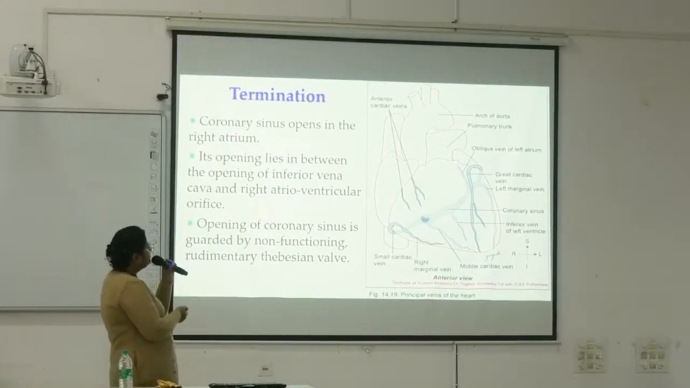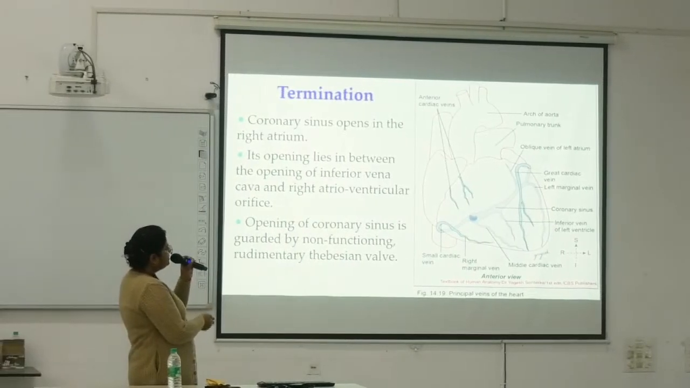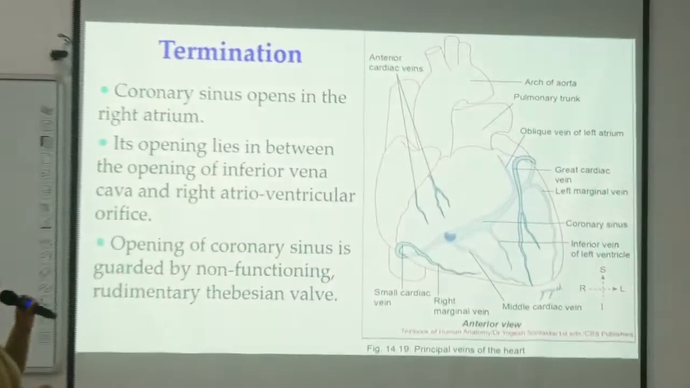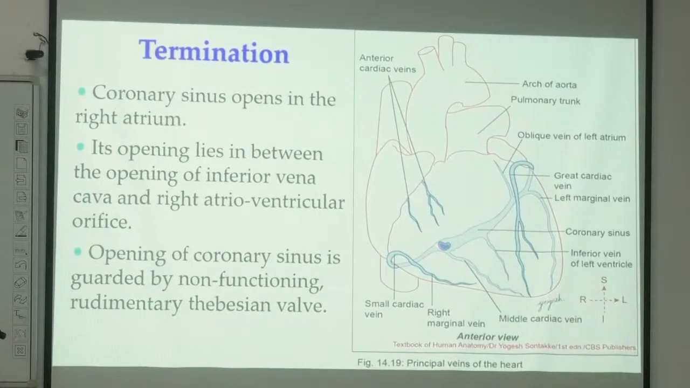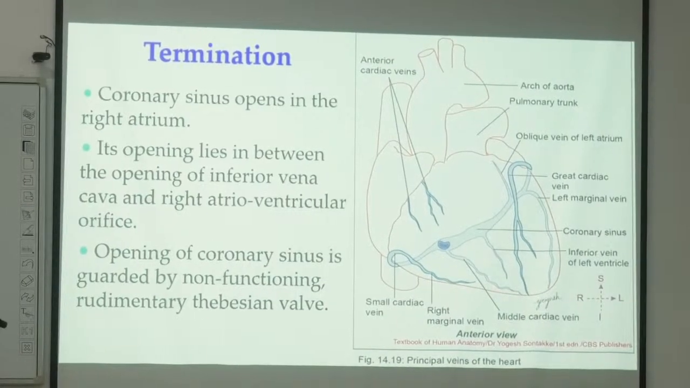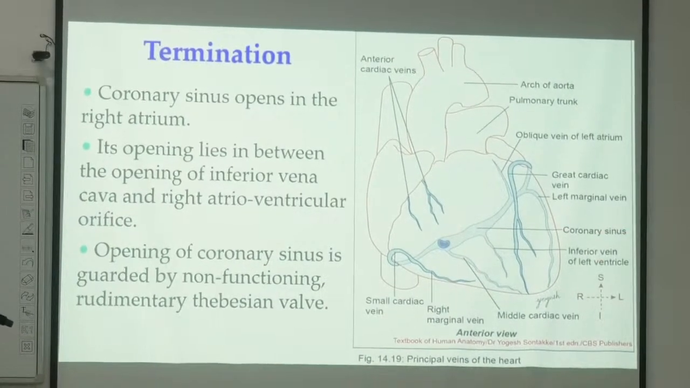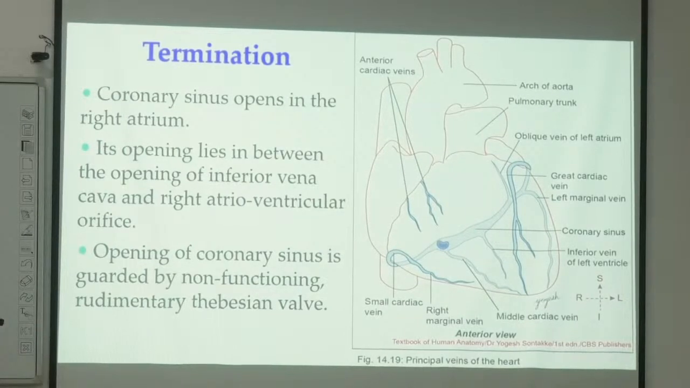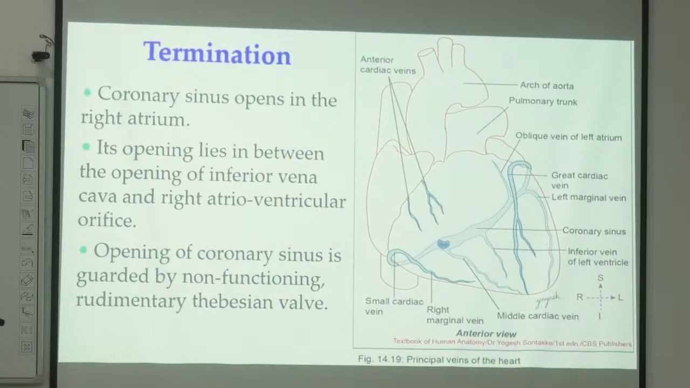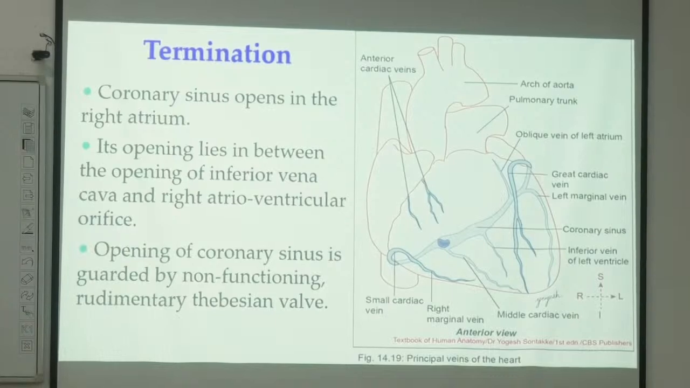This is the anterior view of the heart. Here is the position of the great cardiac vein in the anterior interventricular groove. And here is the opening of the coronary sinus into the right atrium, guarded by a valve known as the Thebesian valve. Other tributaries you can see: here is the inferior vein of the left ventricle. This is the right marginal vein along the right inferior border of the heart, and here is the left marginal vein along the left border of the heart.